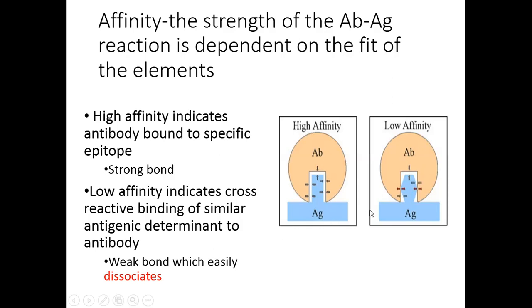And that's because it's not a great fit. High affinity is a great fit, great bonding, strong bond, and tends not to dissociate. Low affinity tends to dissociate because it's a poor fit. They both bound because of that initial affinity, that initial attraction, but it's the strength of that bond and how well of a fit it is, how specific this antibody is for this antigen, that determines whether the bond sticks. Does this make sense? I sure hope so.